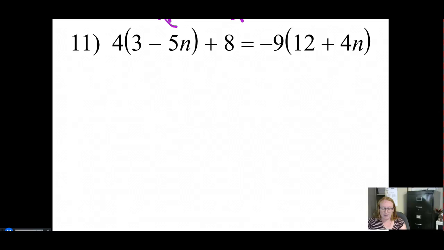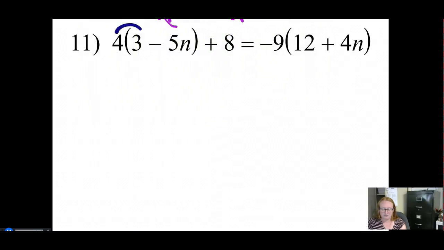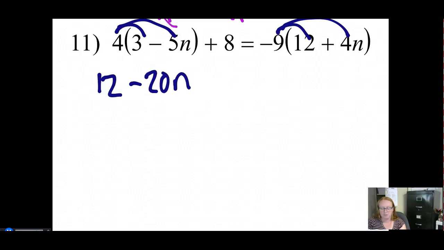Right here, I'm going to distribute in. 4 times 3 is 12. 4 times negative 5 is negative 20. N plus 8 equals negative 9 times 12 makes negative 108.